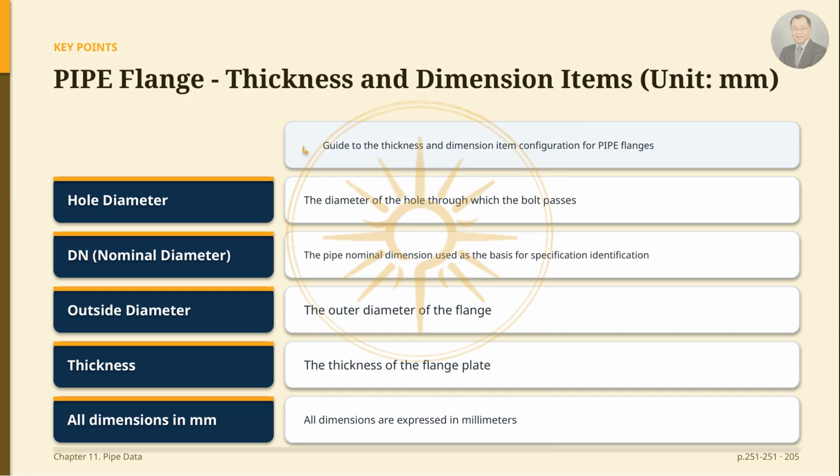Outside diameter refers to the outer diameter of the flange, and thickness means the thickness of the flange plate. Please also keep in mind that all dimensions in this table are expressed in millimeters. With this, we have covered all the dimension item configurations for piping flanges.